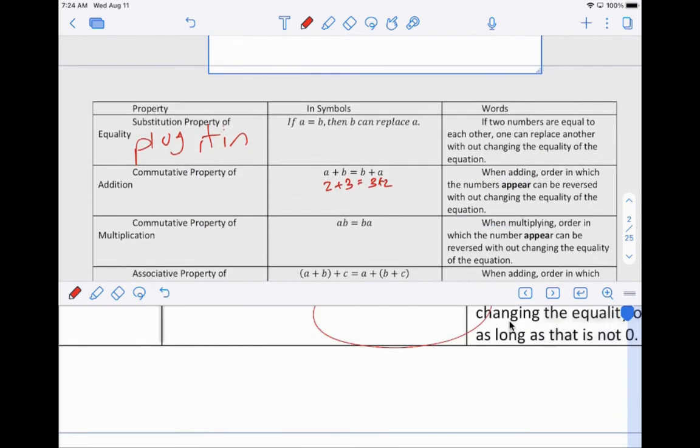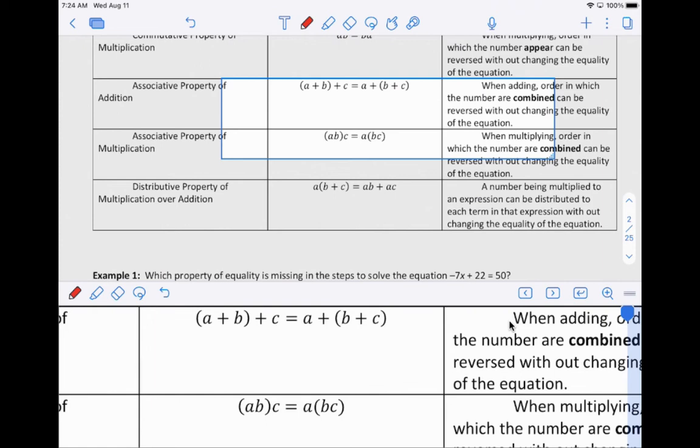Same thing applies with the associative property. You can do that for addition and multiplication, meaning if I did 2 plus 3 plus 5, it doesn't matter what order I do it in. I could do 2 plus 3 and then add 5, or I could do 3 plus 5 and then add 2. I could do it the other way. So whatever would be faster for me, right? It's the way you combine things. Same goes for multiplication.